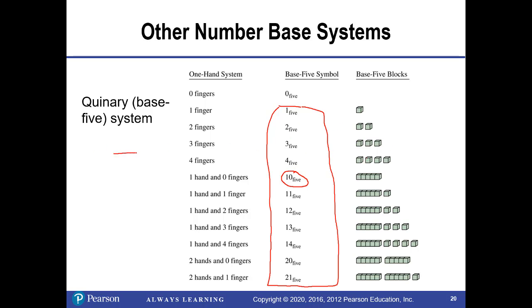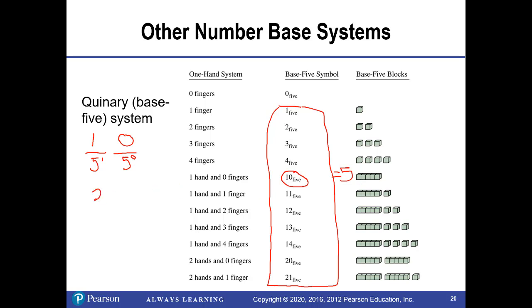In base 5, we have groups of 1 still, but here our 1s are 5 to the 0 rather than 10 to the 0. And then we have groups of 5 rather than groups of 10. So the number 1, 0 in base 5 is 1 group of 5 and 0 groups of 1. So it is 5. When we write it without a subscript, we know we're talking about a base 10 number.